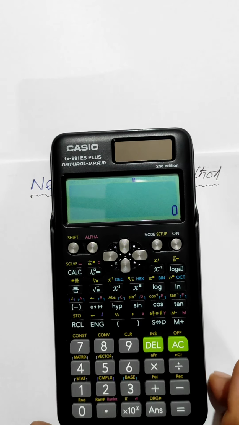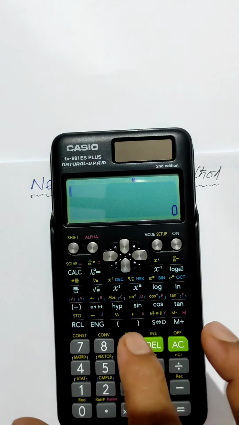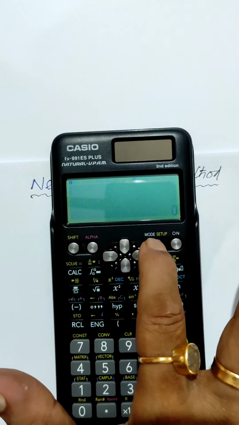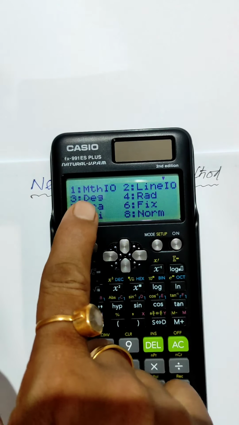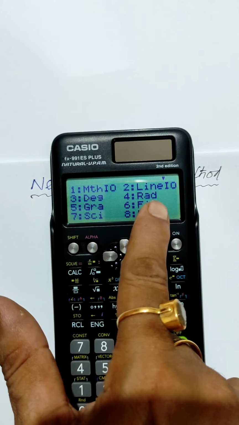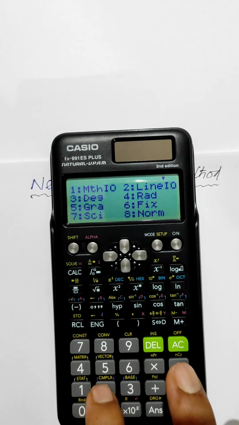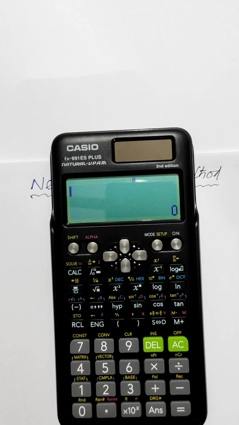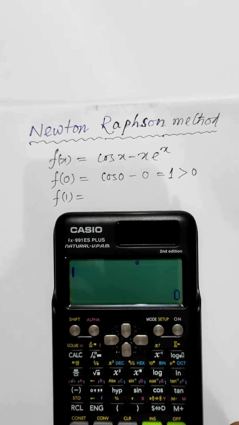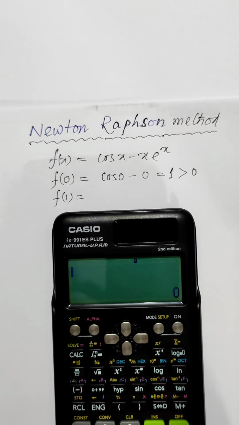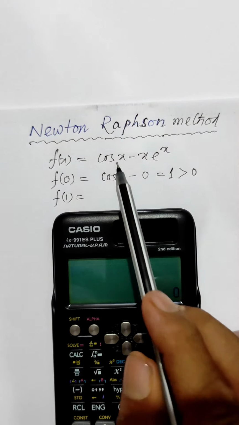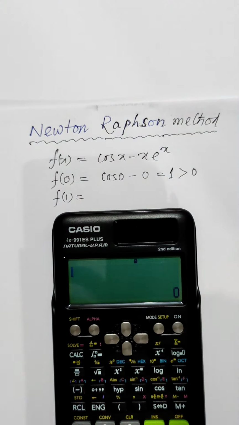Okay. So now, see here, and another factor I am using here. In number 1 it is math, and in number 2 it is line, and I am using line. So my advice is that you should solve not in math mode but in line mode. Okay, so your question is that you have to find out cos 1 minus 1 e to the power 1, because you are going to cos 1 minus 1 e to the power 1. So how to find out cos 1?